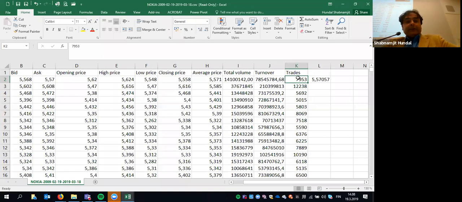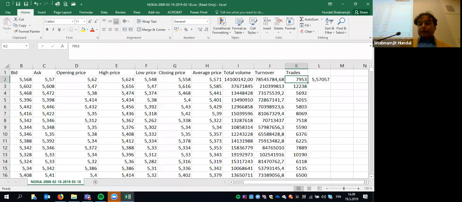Opening price, the high price during the day, the low price during the day, and the closing price, the price at which the market closes. This is the average price. Then the total number of shares traded, the total value, and how many contracts, how many transactions, how many vouchers were signed on that day. How many bills were created.